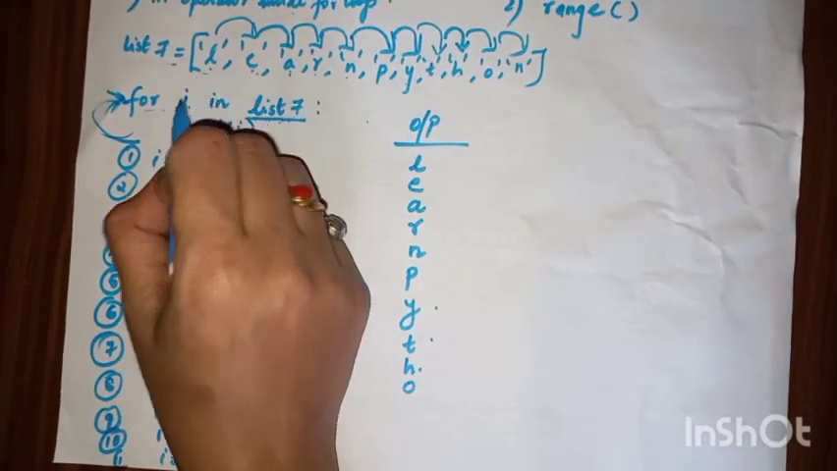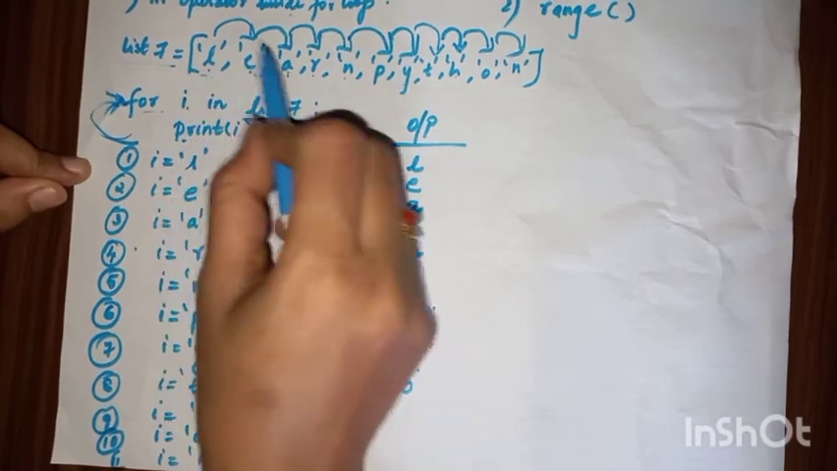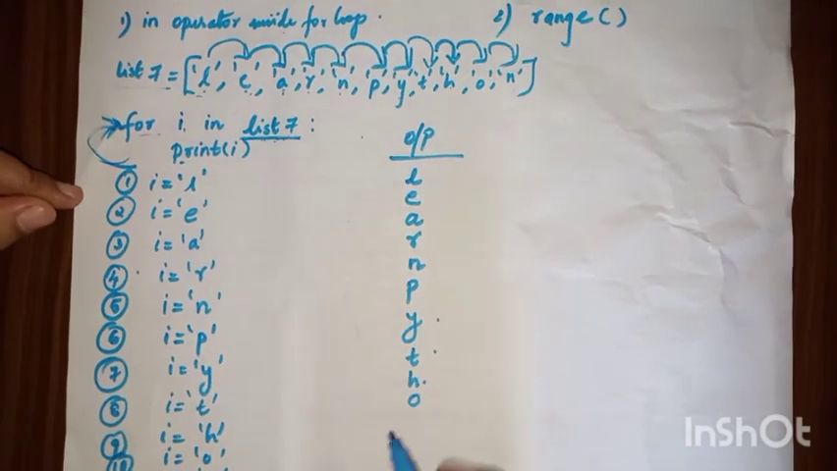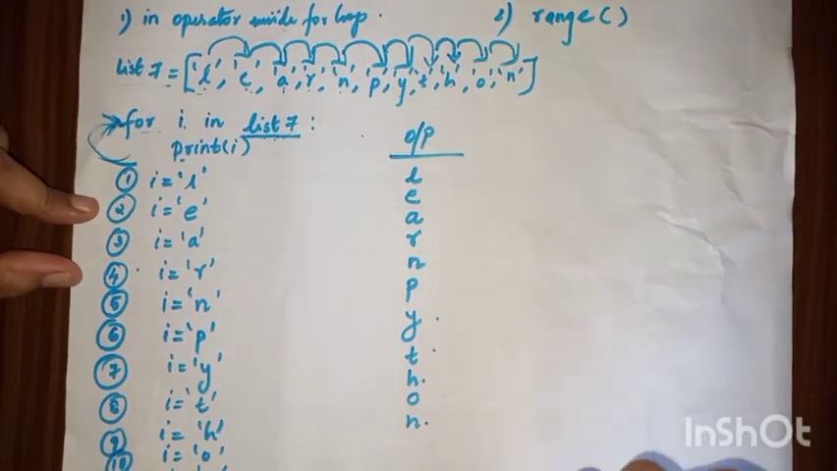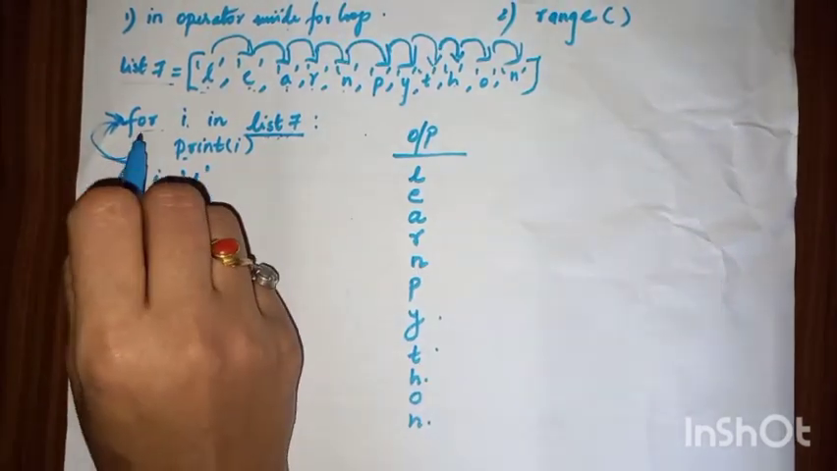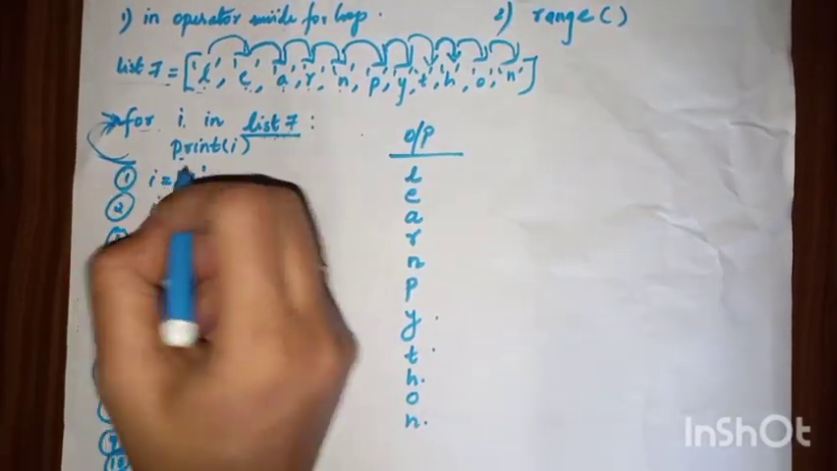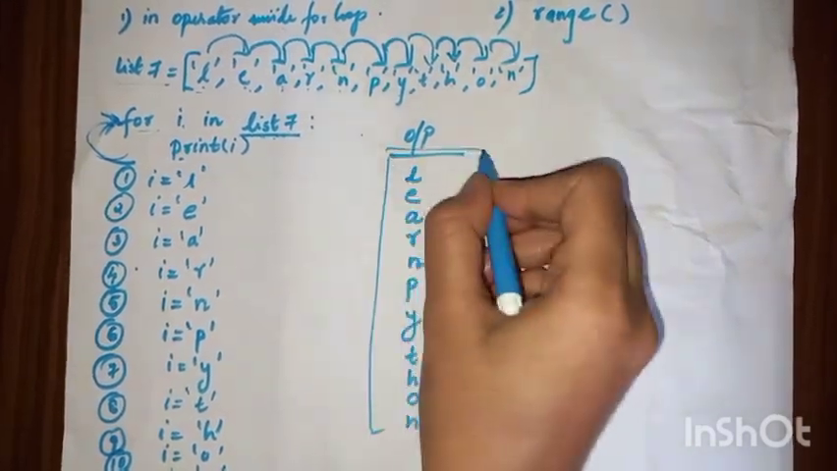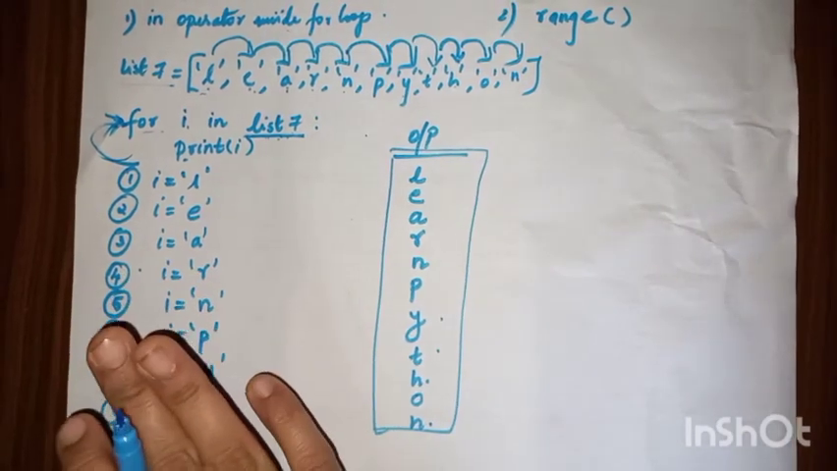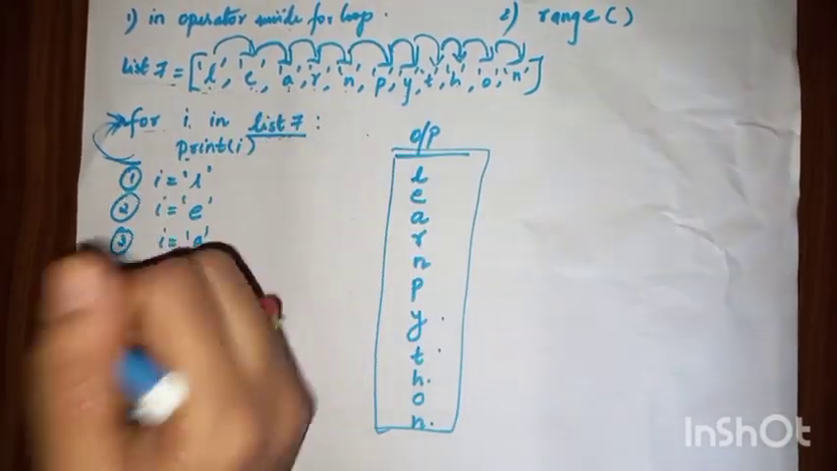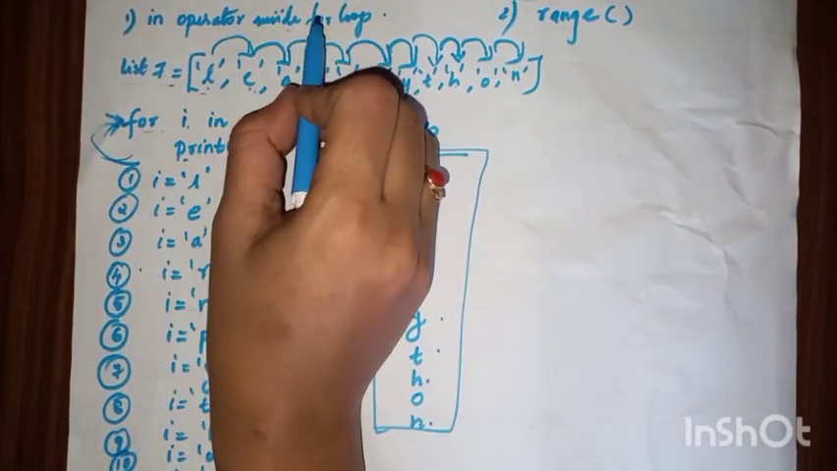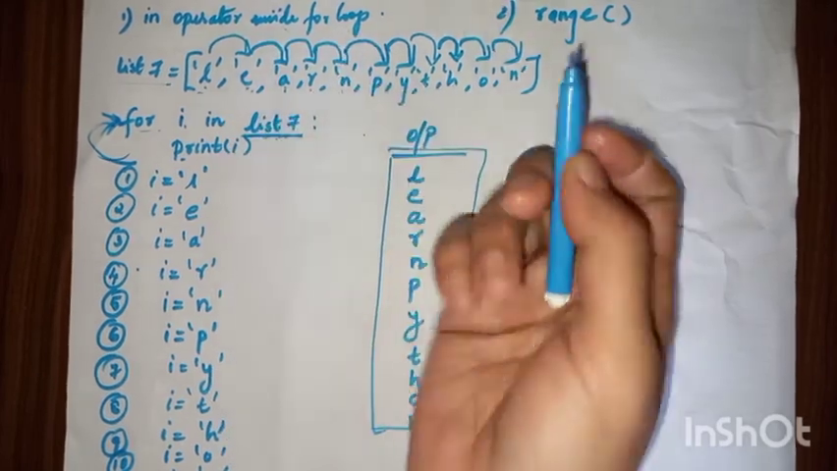I is a control variable, so the value of I changes according to the contents of the list. Again print I will print N. Then there is no element left in the list, so the for loop stops its execution and the output is obtained as learn Python. This is how a list is traversed using the in operator inside a for loop.